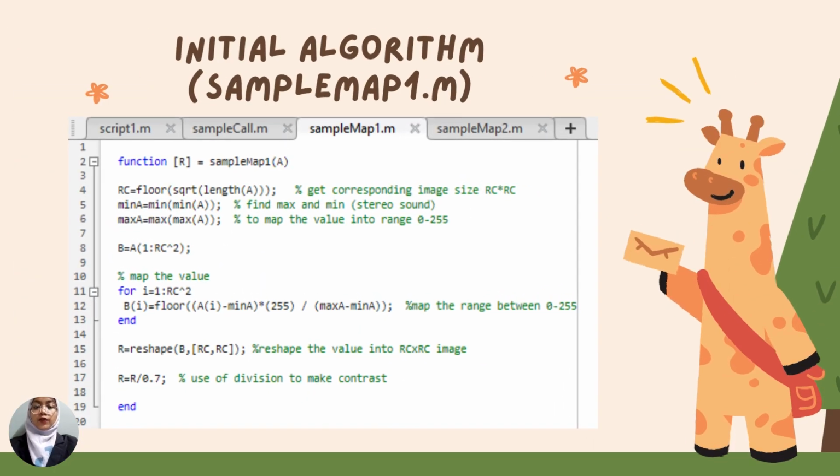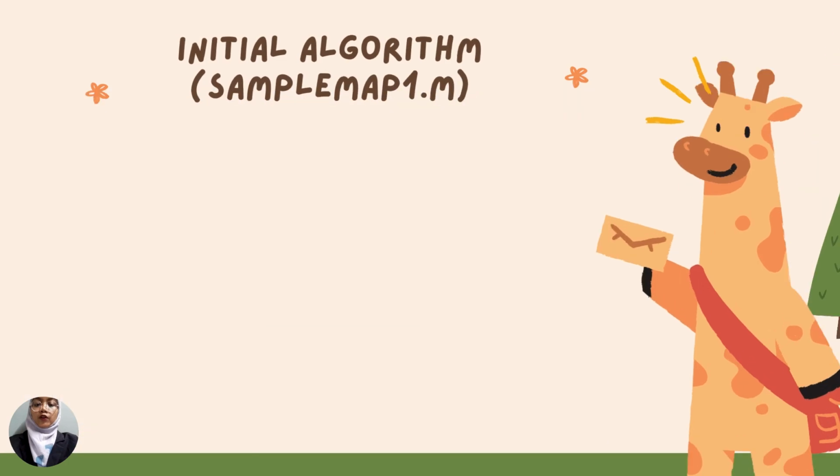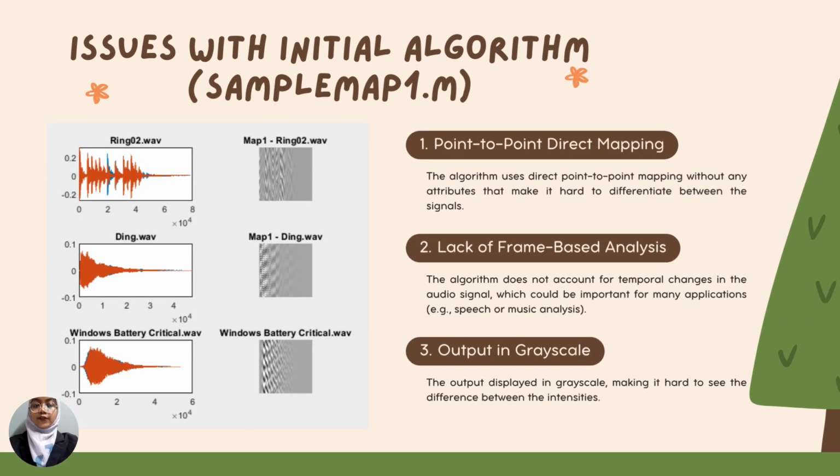So the initial algorithm for this assignment is very simple. You just take the audio and then get the corresponding image of RC times RC using square root, and then it finds the minimum and maximum value of the audio before it maps the value and normalizes the range from 0 to 255 and reshapes the value into the image. So the output of the initial algorithm is in grayscale.